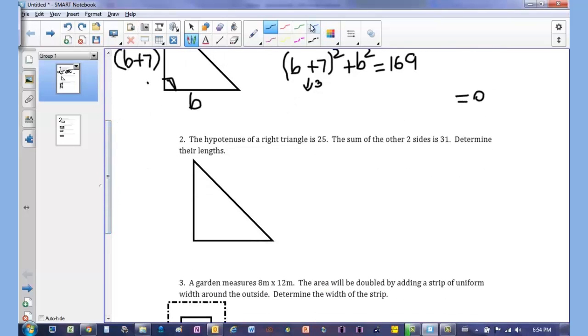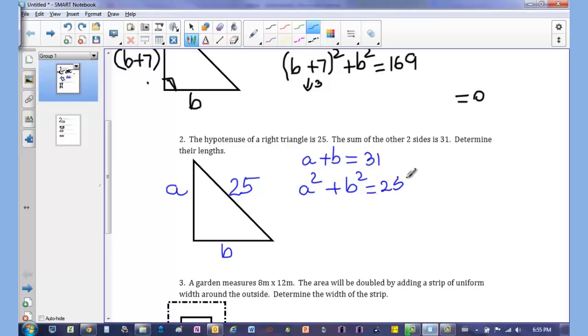Let's look at the second one. It says the hypotenuse of a right triangle is 25, so my C is 25. The sum of the other two sides is 31. So I have my A and my B, and I know that A plus B equals 31. Conforming to the Pythagorean theorem, A squared plus B squared equals 25 squared.